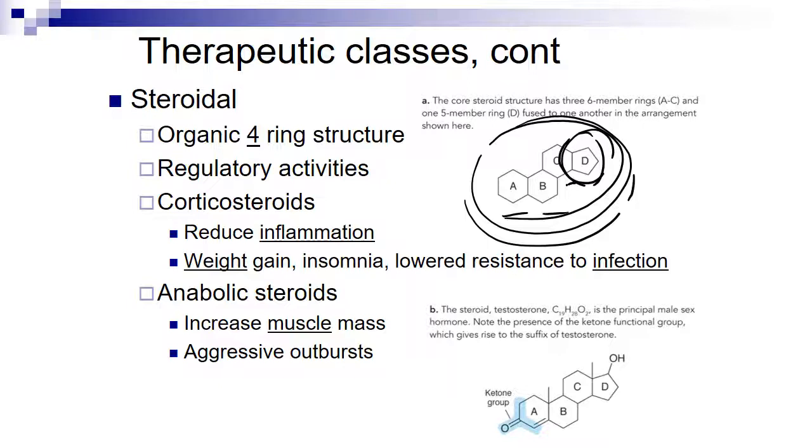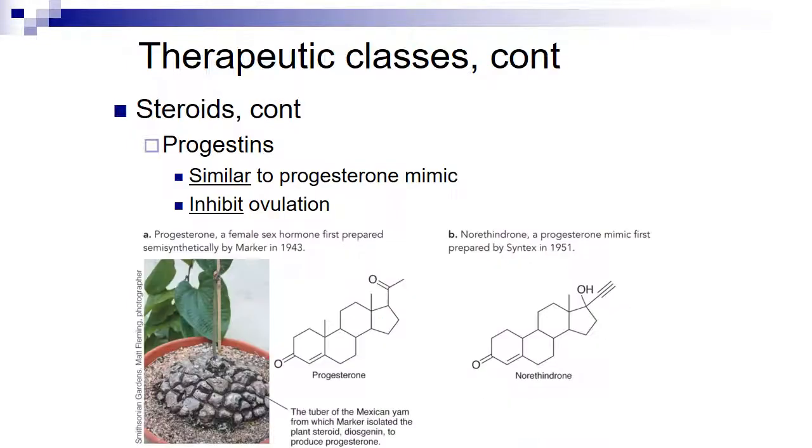Anabolic steroids, these are going to be similar to testosterone. They're used to increase your muscle mass. So when they talk about bodybuilders using steroids, these are usually the type that they're talking about. So they want to have some sort of performance enhancing type steroids. You do get physical changes, so you get a difference in the muscle mass, and you also tend to have these very aggressive outbursts when this type of steroidal compounds are being used.